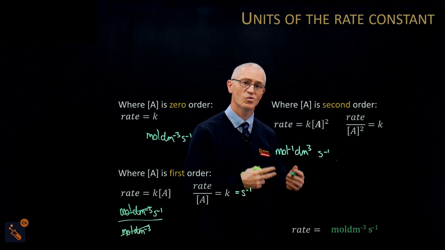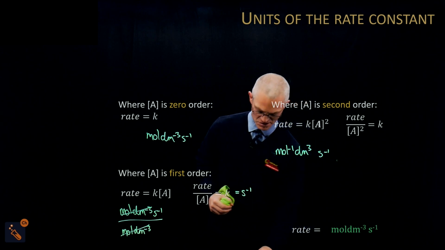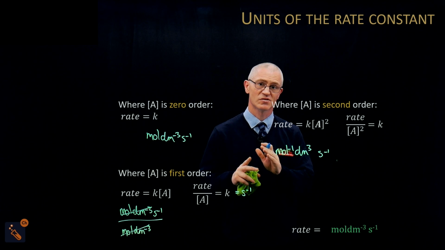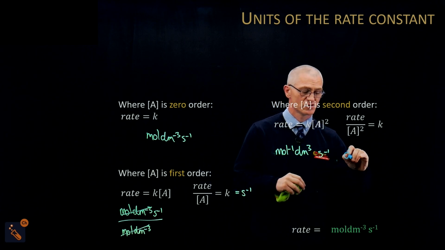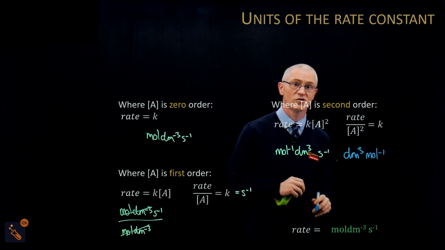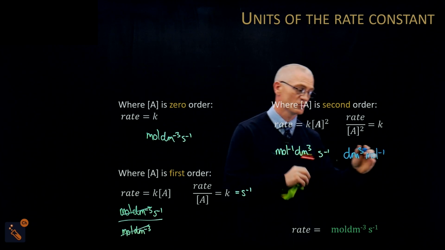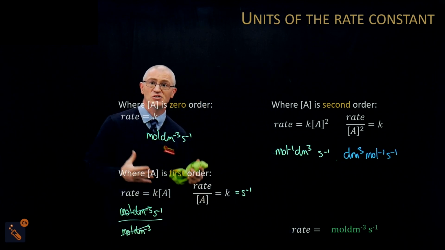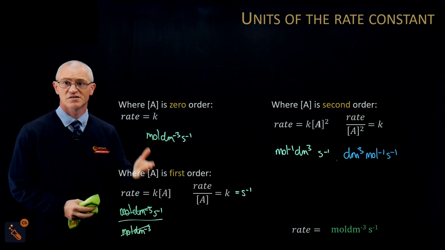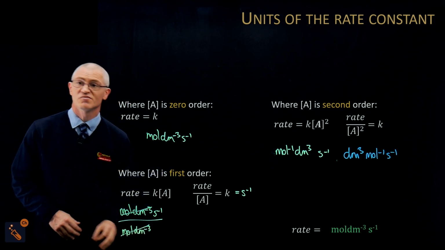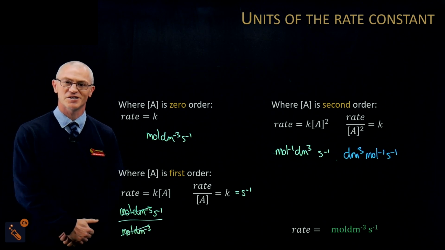But what they like you to do, the preferred one, so I'll do this in a different colour, is you put your positive one first. So the proper exam answer would be dm^3 mol^-1 s^-1. And that is how you do the units for three simple rate equations. Like I say, we'll move on to more complex rate equations in a later video.